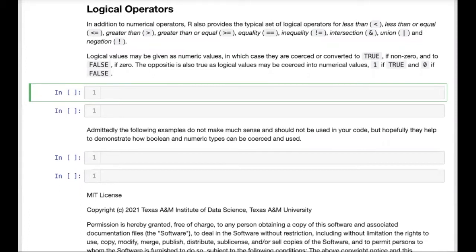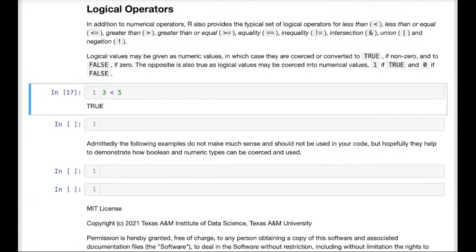So I mentioned that we have the standard set of comparison operators, like less than or greater than. So of course we can write something like 3 less than 5, evaluate this and get the Boolean result TRUE. Notice that the keyword TRUE is in all capitals.